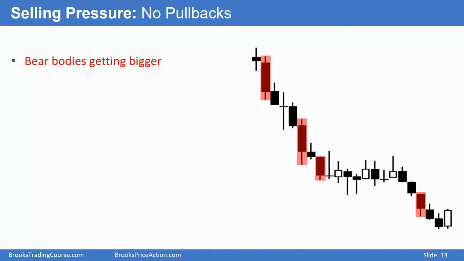Small bear bar, bigger bear bar. Small bear bars, bigger bear bar. I want the bear bodies to get bigger, not smaller. I want to see momentum picking up on the downside. And I want to see bull bars either be small or getting small. So if I see multiple bull bars, I prefer them to be smaller, the bodies to be smaller. A sign of the bulls losing interest.